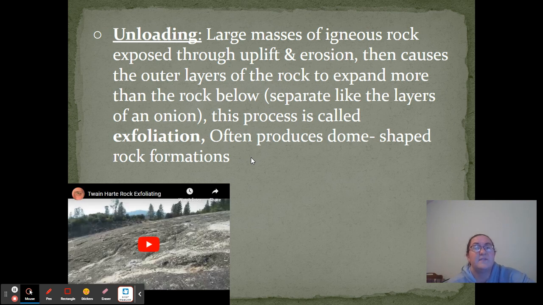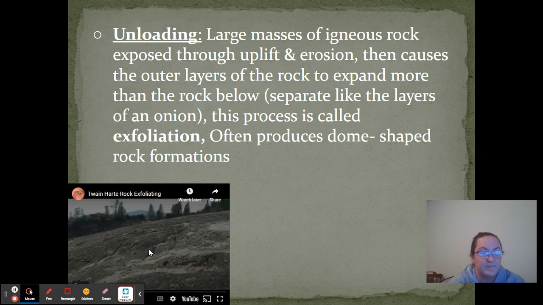Unloading is large masses of igneous rocks exposed through uplifts or erosion, which causes the outer layers of the rocks to expand. So what happens, like underneath the rock, like the top of the mountains and such, more pressure keeps pushing it up, again, metamorphic rocks, and the rocks start actually popping up. And here's an example of unloading.